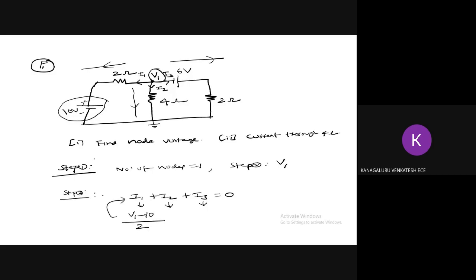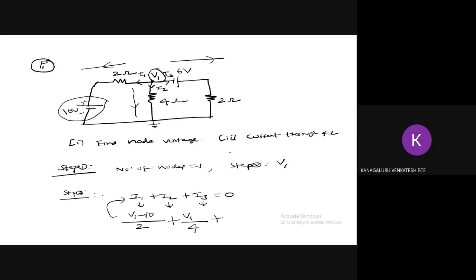Very simple. Now I'm going to apply for the second branch. Look at the second branch. Only the V1 node is there. Apart from that, in that branch, no other voltages are there. Only node V1. So what do I do? V1 divided by, there is no other voltage, divided by the resistance in the second branch, which is 4 ohms.